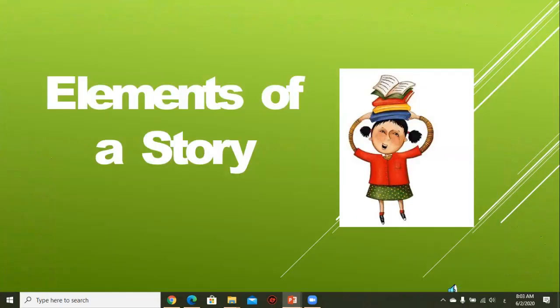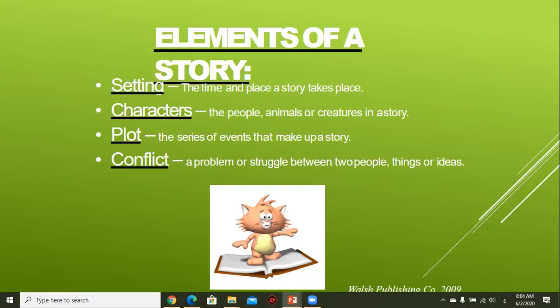First of all, I want to talk about what's meant by story elements, and for 2 days I told you the meaning of story elements. Elements of a story: setting, characters, plot, conflict. The setting is the time and place of a story. The characters are the people, animals, or creatures. Plot is a series of events that make up a story.